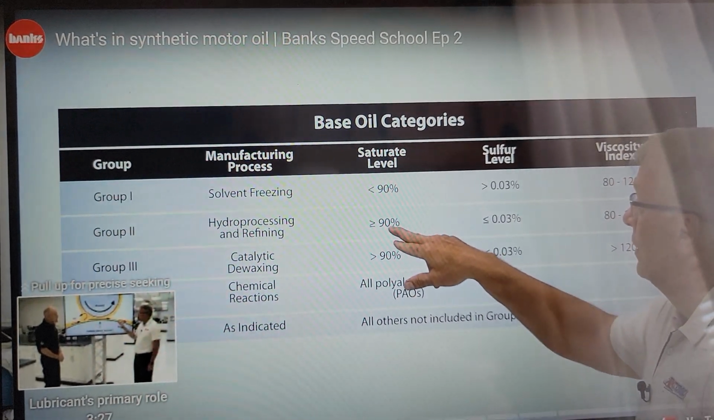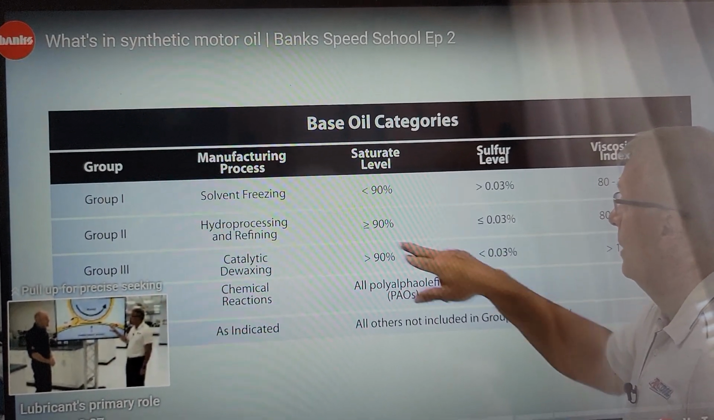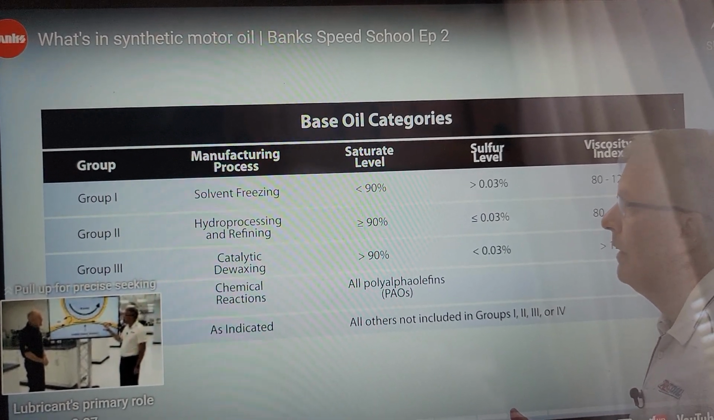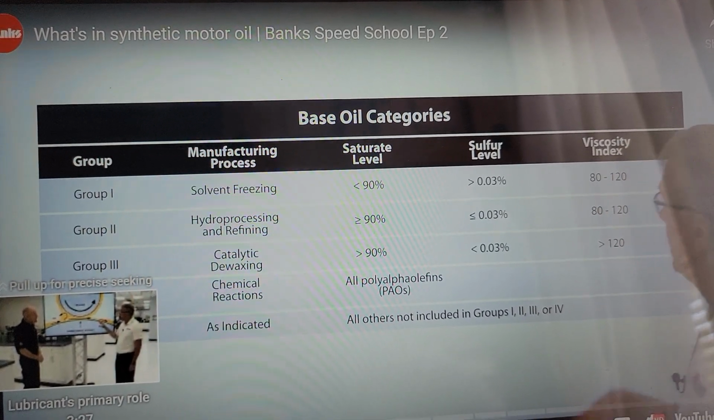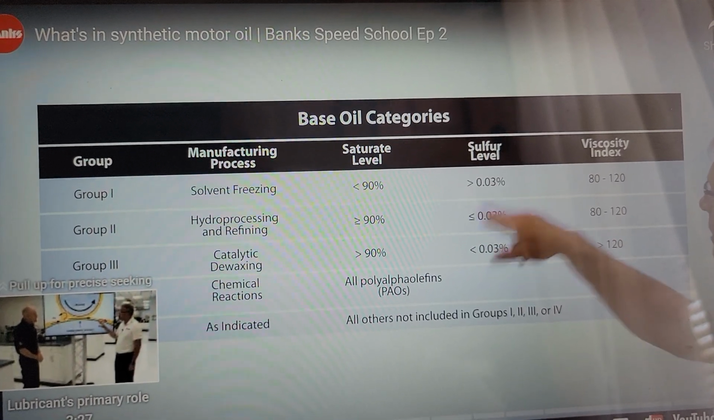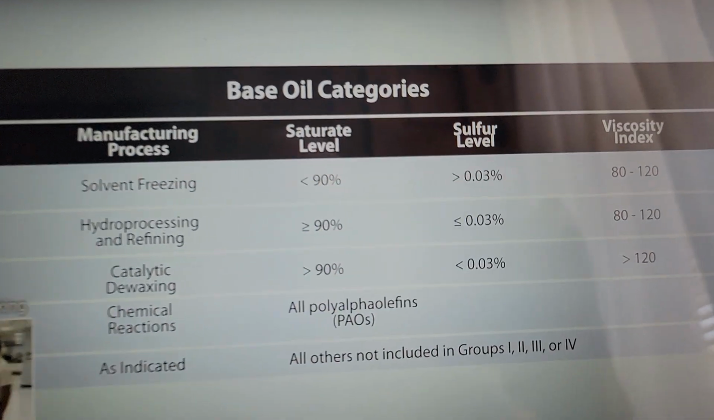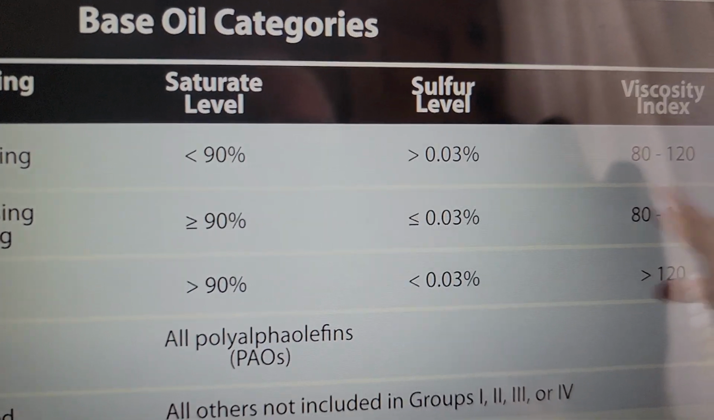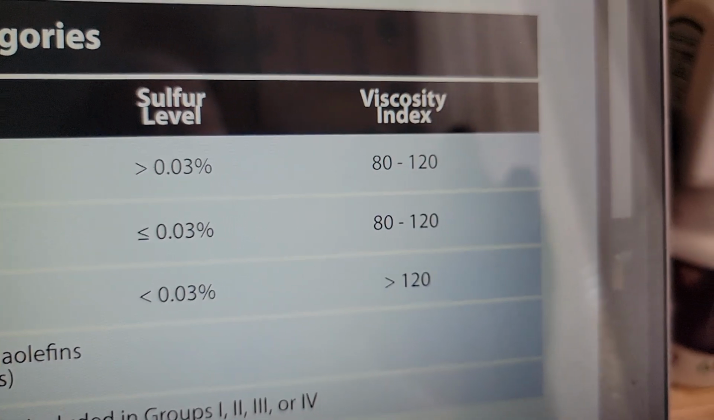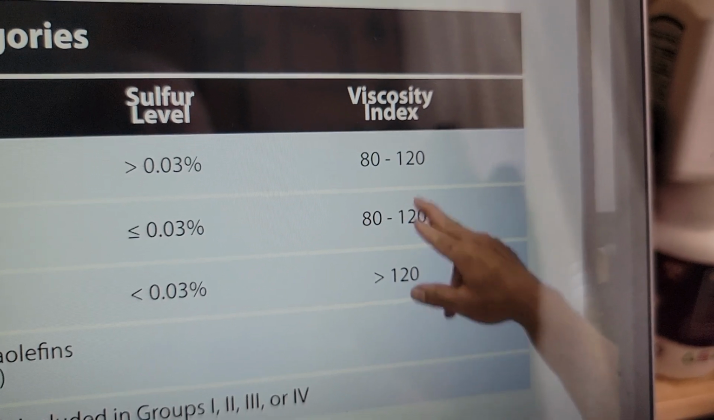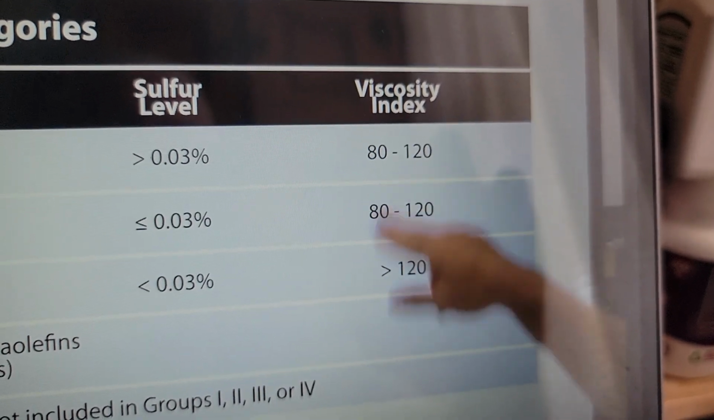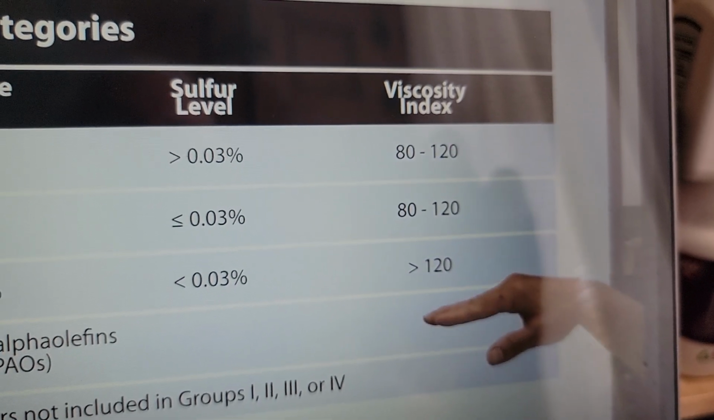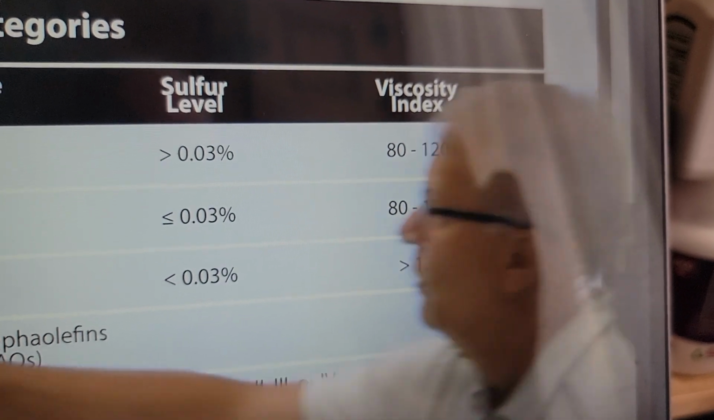That brings the saturate levels up a little bit. So then the requirement: you have to be above 90% on that saturate level, and the higher is better for saturating the molecule. You start to get your sulfur levels down below 0.03%, so you're getting more contaminants out of the system. And then look at the viscosity index. It basically remains the same between a group 1 and a group 2. So they're generally that 80 to 120 level. So you don't get to better viscosity index until you get to group 3.